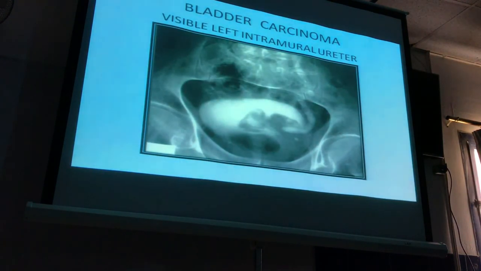Bladder carcinoma for the lateral wall, and left ureter. There is left hydronephrosis, sorry, left hydroureter. Why? Because the site of bladder cancer, the filling defect in the left lateral wall, so obstructing the left ureter.